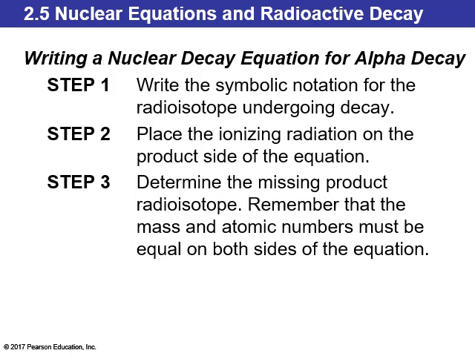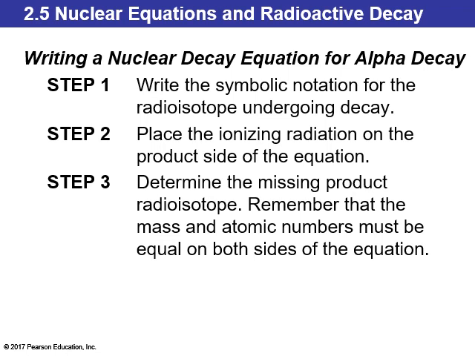So let's do an example of how we write and balance a nuclear decay equation. We'll use alpha decay here for our example. The first thing we're going to do, for step 1, is write the symbolic notation for the radioisotope undergoing decay. Our next step is to place the ionizing radiation on the product side of the equation. Our third step is to determine the missing product radioisotope. Remember that mass and atomic numbers must be equal on both sides of the equation.